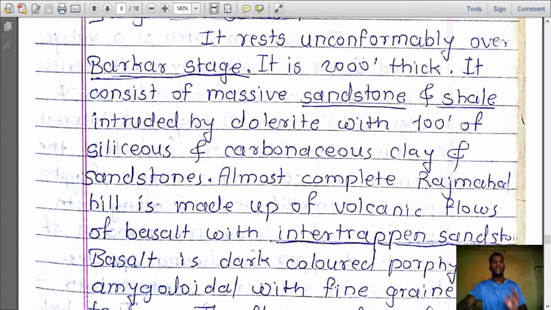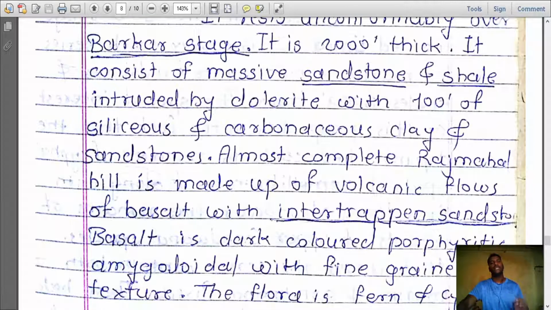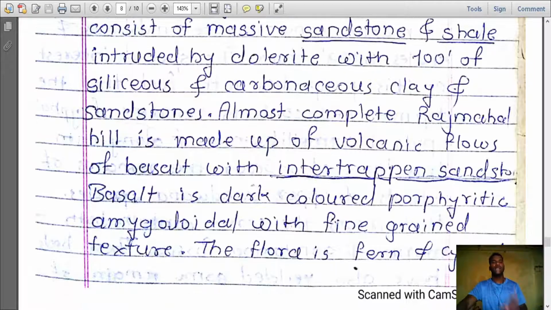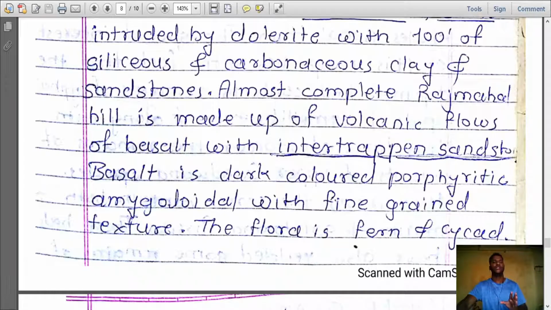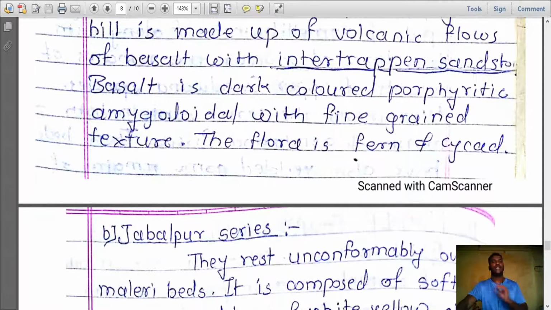Almost complete Rajmal Hill is made up of volcanic flows of basalt with intertrapean sandstone. Basalt is dark colored, porphyritic, amygdaloidal with fine grained texture. The flora is fern and cycad.